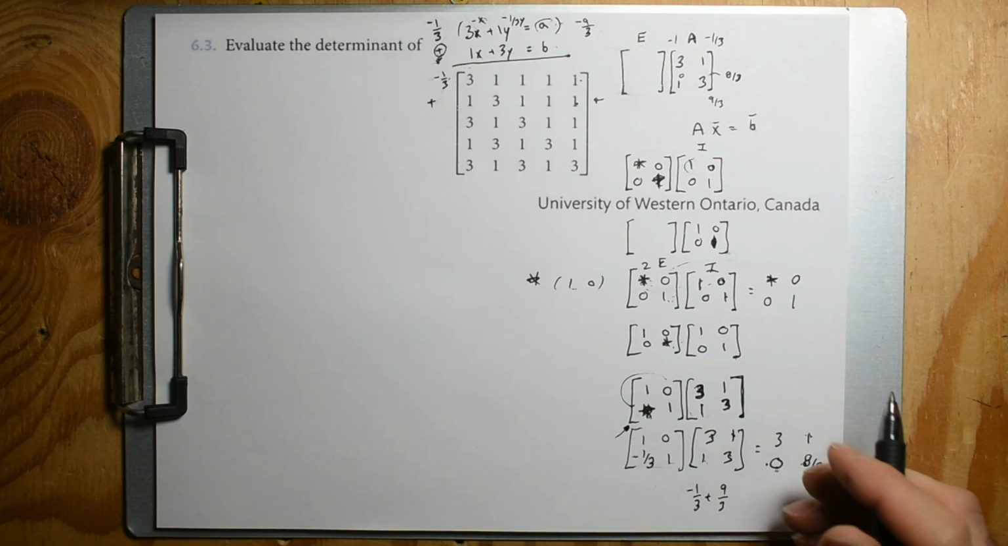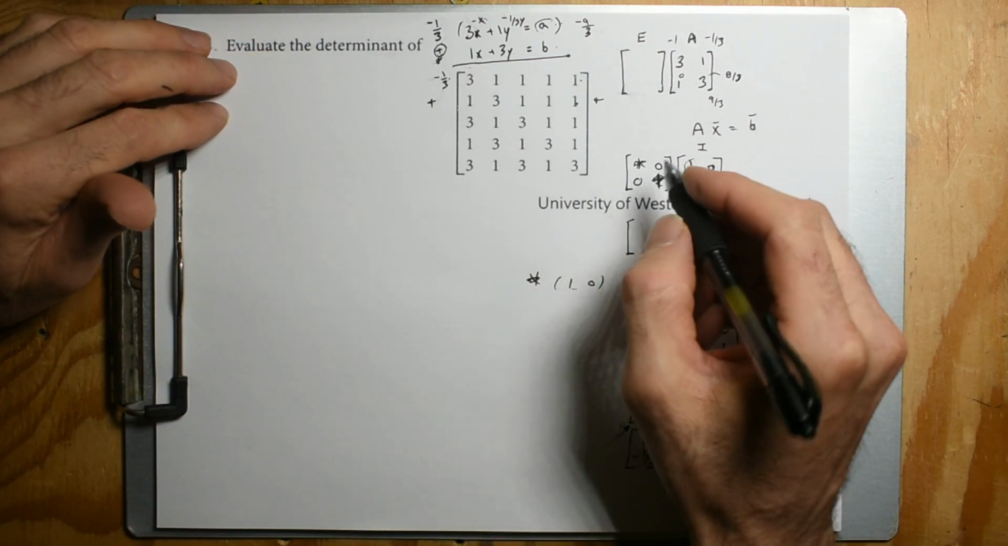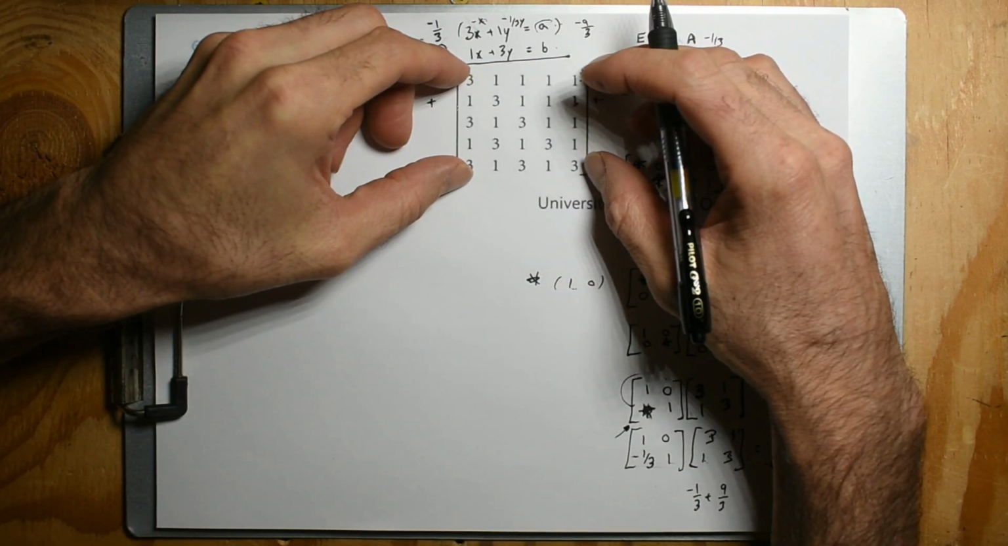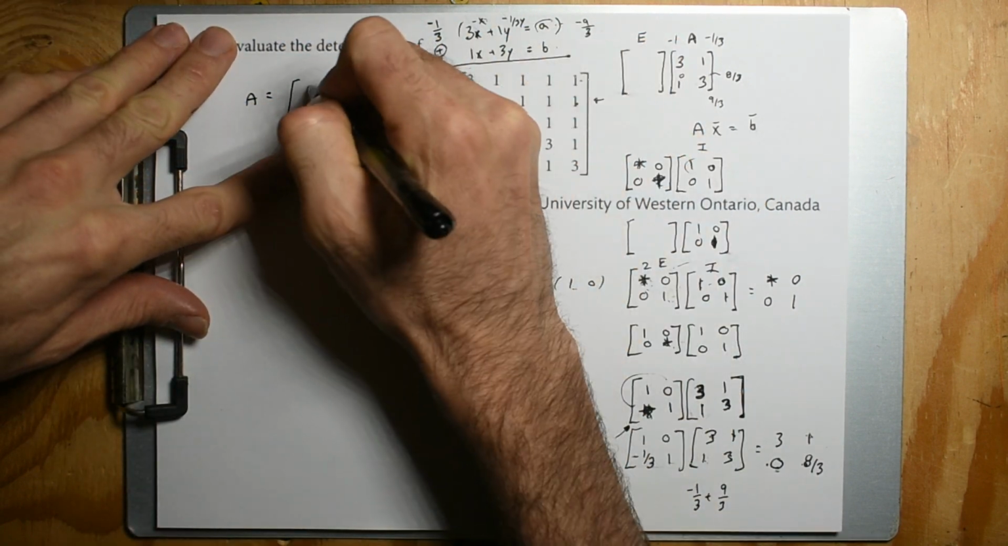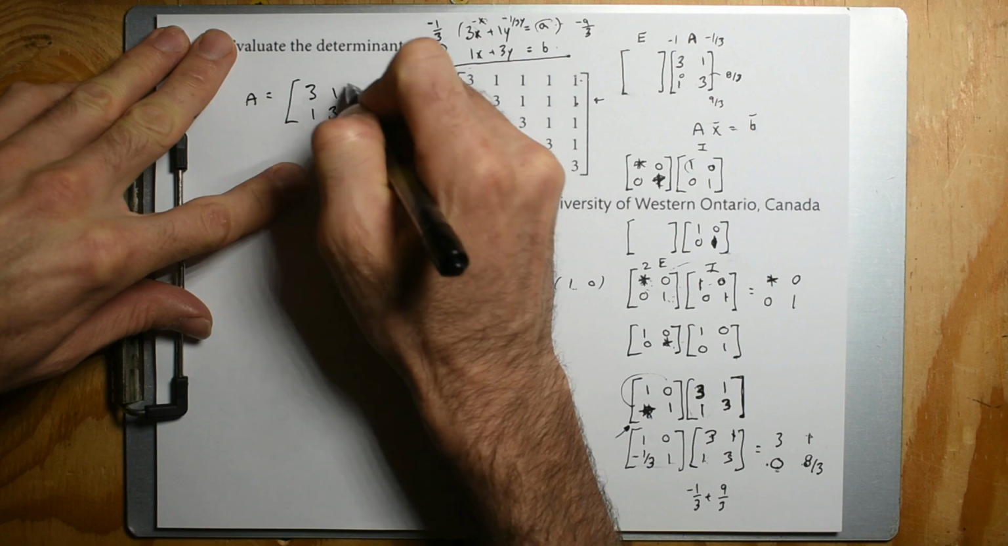Okay, so now the proof. The proof says if this is matrix A, and we're just going to say matrix A is this 2 by 2, 3, 1, 1, 3.